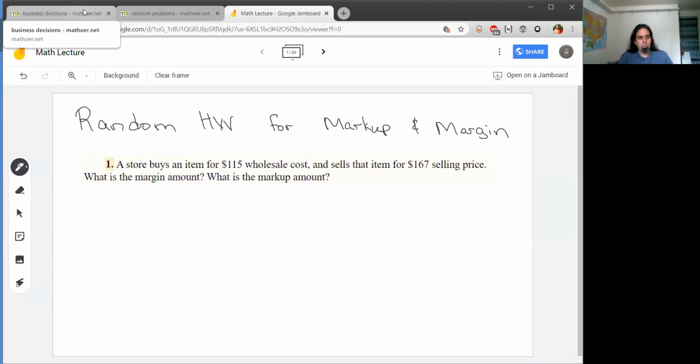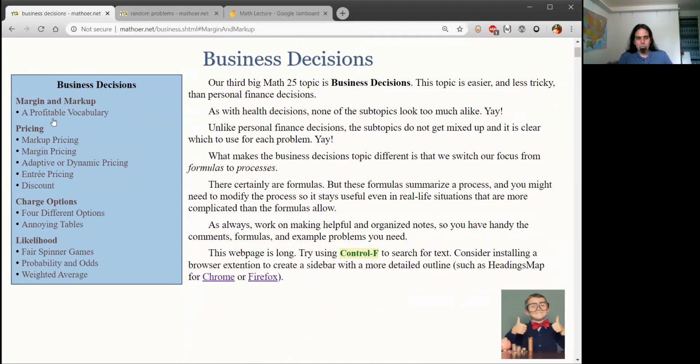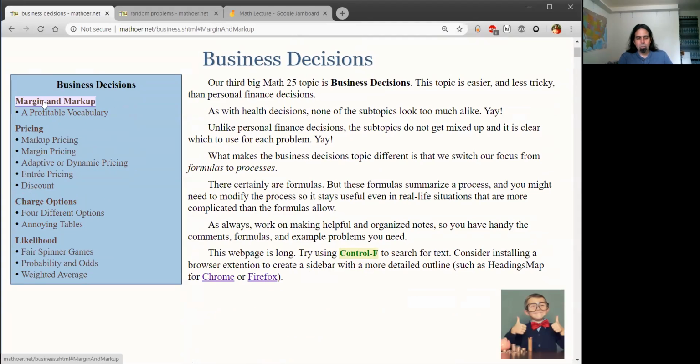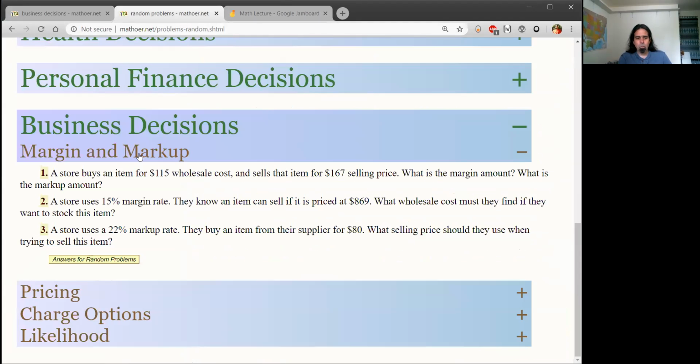This is Thursday of week 7. On Tuesday, we did all sorts of things: markup and margin, pricing, a whole bunch of subtopics. We did not get to discount. We stopped at the entree pricing. But we're going to start with lots of problems because we went so fast last time with all the new vocabulary. So the random problems for margin and markup are here.